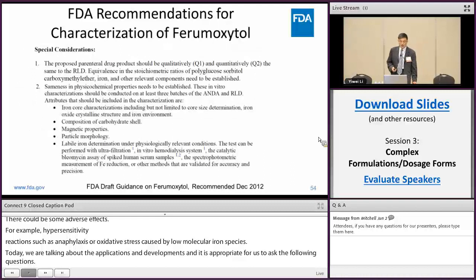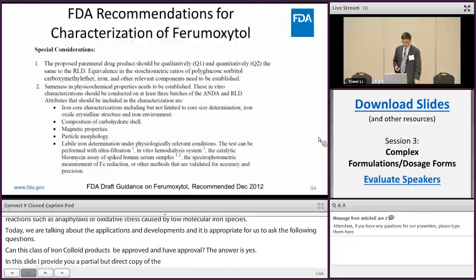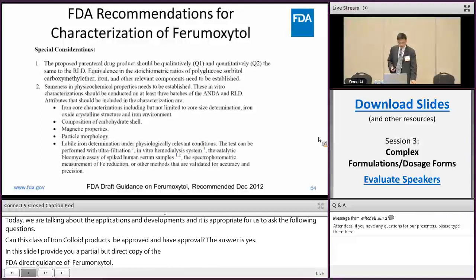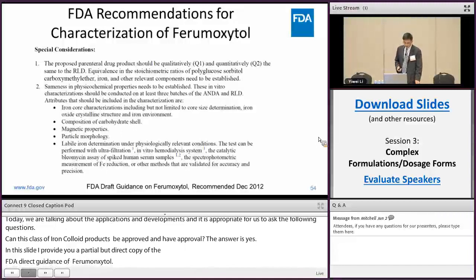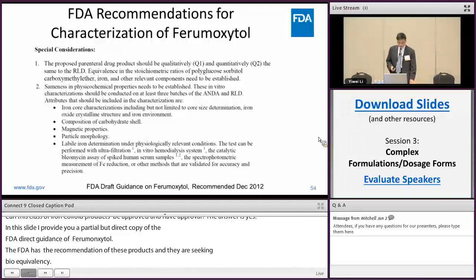In this slide, I provide you a partial but direct copy of the FDA draft guidance on Ferumoxytol, one of the iron colloid drug products. FDA has published draft guidance on this class of drug products, in fact, one for each drug product. And the agency's current thinking for bioequivalence involves three components: in vivo BE studies, in vitro particle size distribution analysis, and special considerations. Here the special considerations are copied and pasted on this slide.